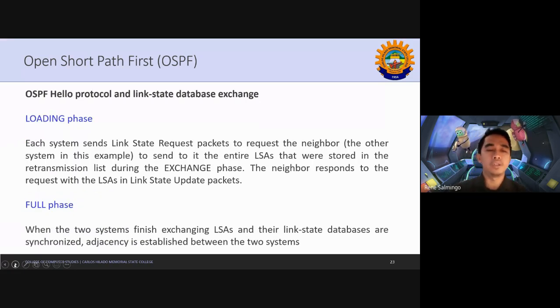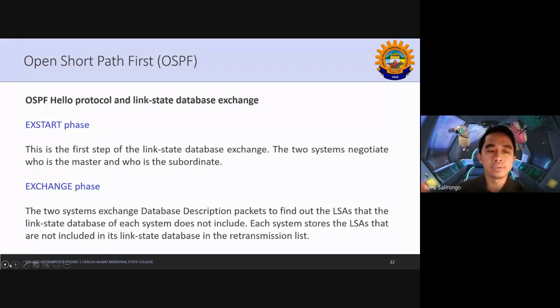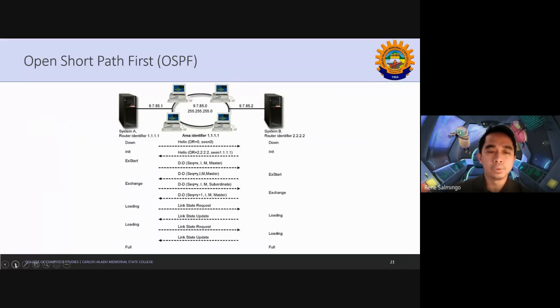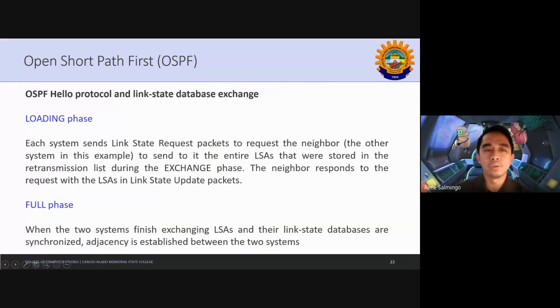So after the exchange phase, now we go to the loading phase. The loading phase means that each system sends link state request packets to the neighbor or other system, for example, for the entire LSAs that were stored for retransmission during the exchange phase. So when the neighbor responds to the request, this is what we call the link state update.